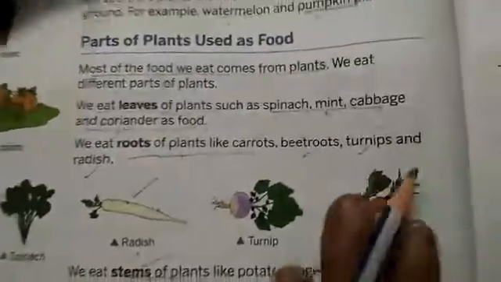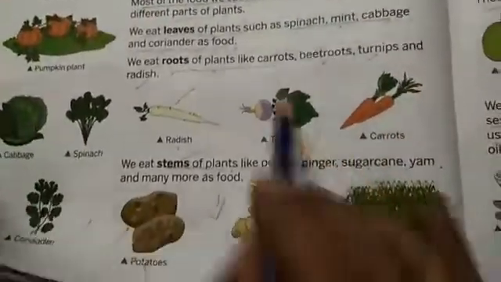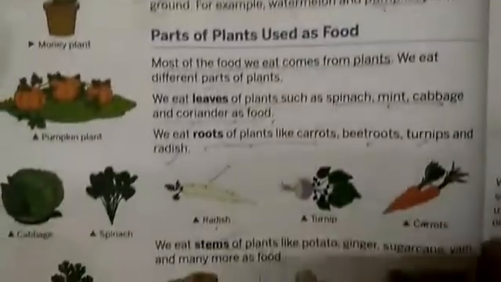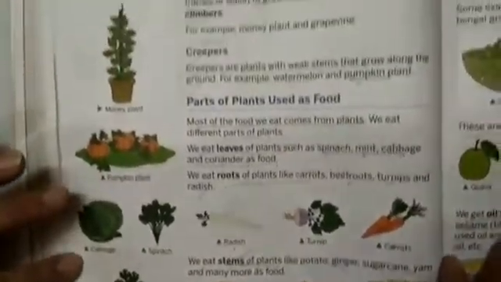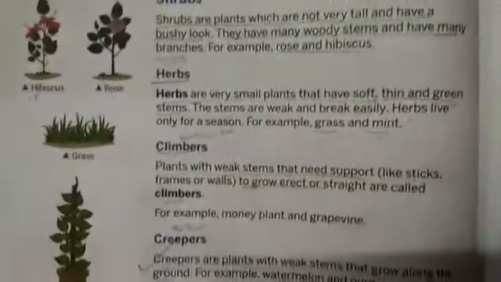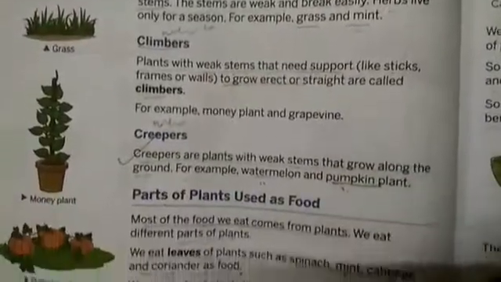Okay, children, now this much is enough for now. So I want you to learn shrubs, herbs, climbers, creepers, and plants used as food. Lot of learning work. So do lot of learning work. Yes, in this, you should know leaves of a plant, root of a plant, stem of a plant.